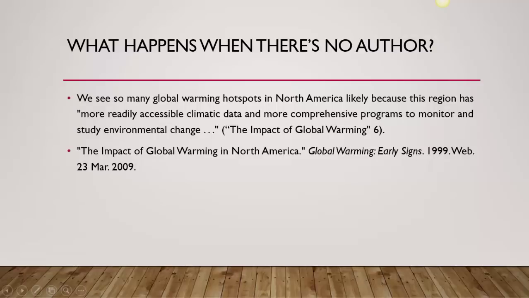Now, what happens when there's no author? The same rule applies. In this example, we don't have an author, but we have a title of the source, The Impact of Global Warming in North America. Notice how the first few words, the impact of global warming, appear in the parenthetical citation. This is how you know you are formatting your in-text or parenthetical citations correctly. The reader can now easily identify the source by identifying the works cited entry that has the impact of global warming coming first.